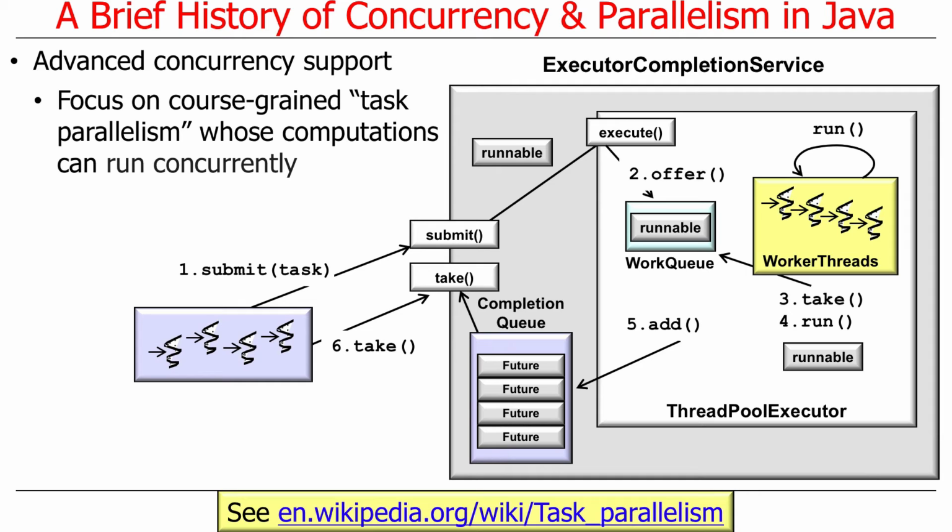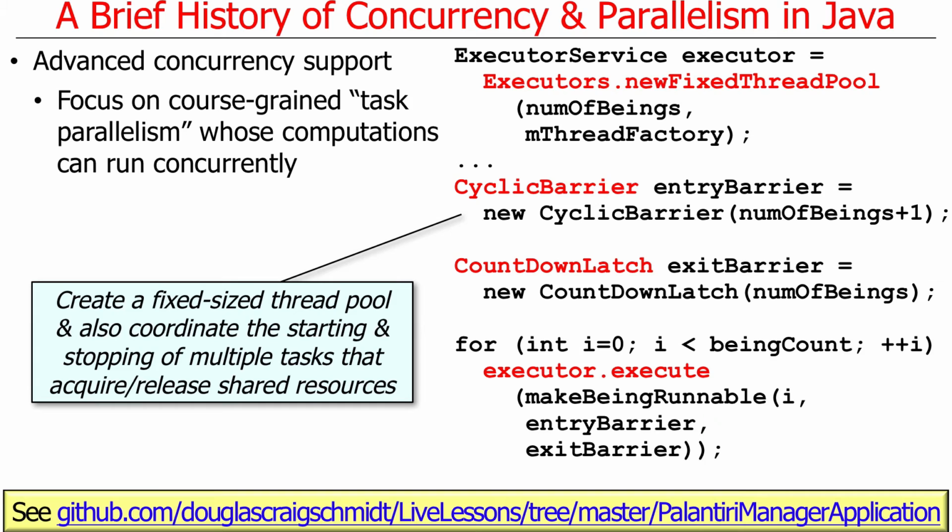And as the tasks complete, they're then put on something called a completion queue, which is also managed by the executor completion service. And then the application that submitted the tasks can have one or more threads pulling the results out when they're done. So it's basically a way to have a pipeline of submitting work that runs in parallel and then getting the results back. So that's one of the cool features that's available in Java 5.